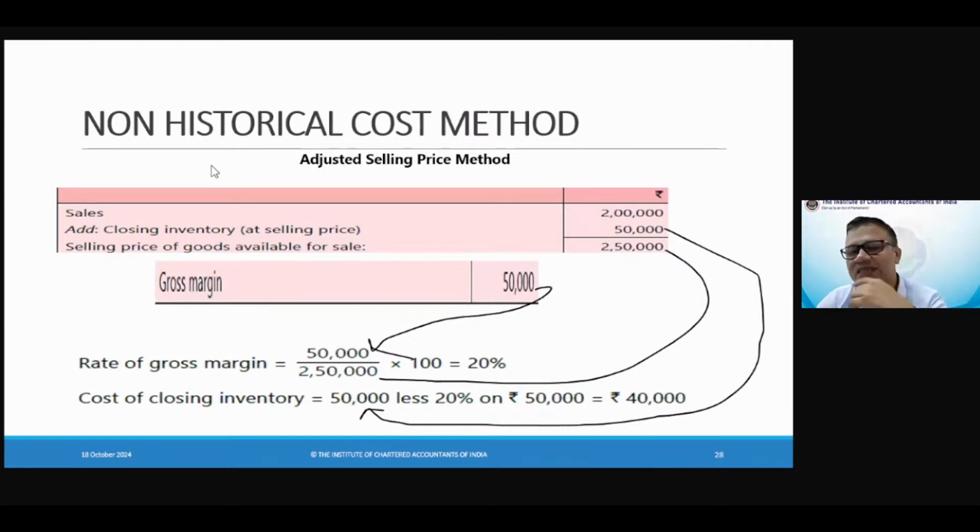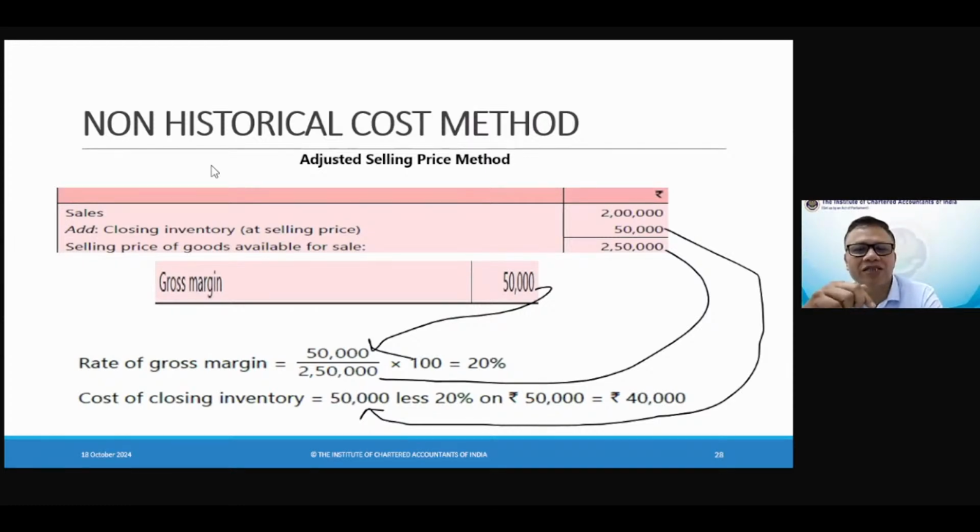See, what happens is, this data shows that inventory is at selling price, 50,000, which means inside that 50,000 there is some profit. That means this is the selling price, definitely cost price plus some profit. But what is the rate of that profit? We don't know. Unless we know the rate, we cannot find the cost of the closing inventory. Correct? Yes, sir. For finding the rate, we have to go through this process of finding the gross margin.